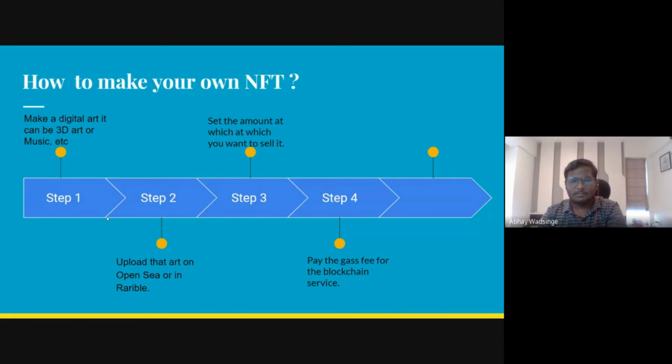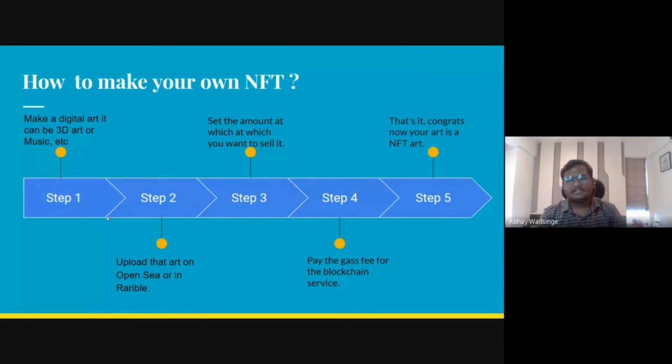Now the platforms OpenSea and Rarible take some gas fees from you for the blockchain services that are running behind it. The fee is around 7,000 rupees to around 14,000 rupees, meaning about $200. And that's in Ethereum. We don't do transactions in dollars, we do them in Ethereum coins.